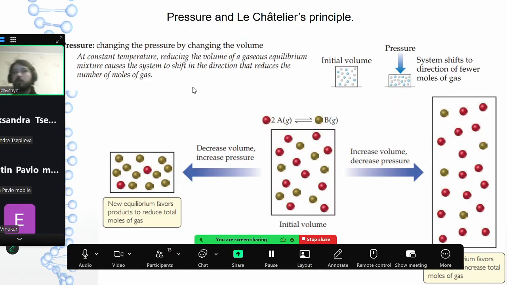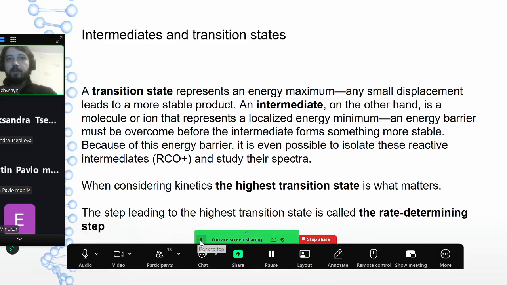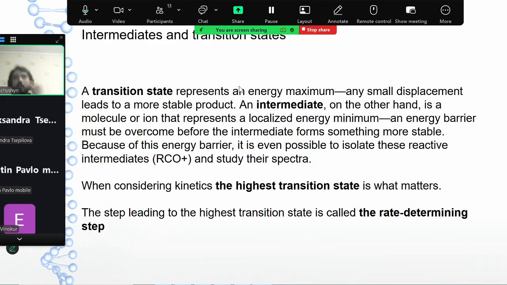Pressure can be used as well to manipulate the equilibrium of a reaction. If we have a reaction that, for example, creates one molecule from two molecules, if you increase the pressure, it will tend to transform these two molecules into one molecule, so to take, let's say, less volume per molecule. If you increase the volume, it will go the other direction. Good. I guess a few words about transition states and we will be almost there.